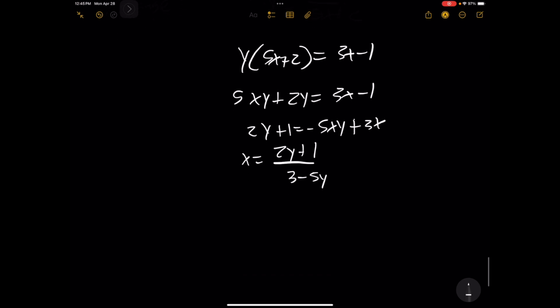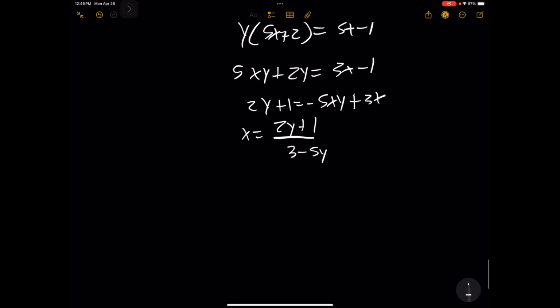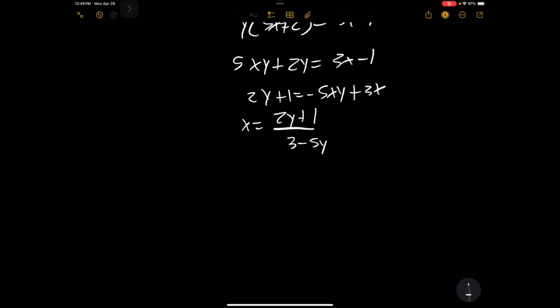And then we can do the same process. We can say, for what values of y do we not get a solution? And in this case specifically, y cannot equal 3/5. Y will not equal 3/5. And so that is the range of our function.